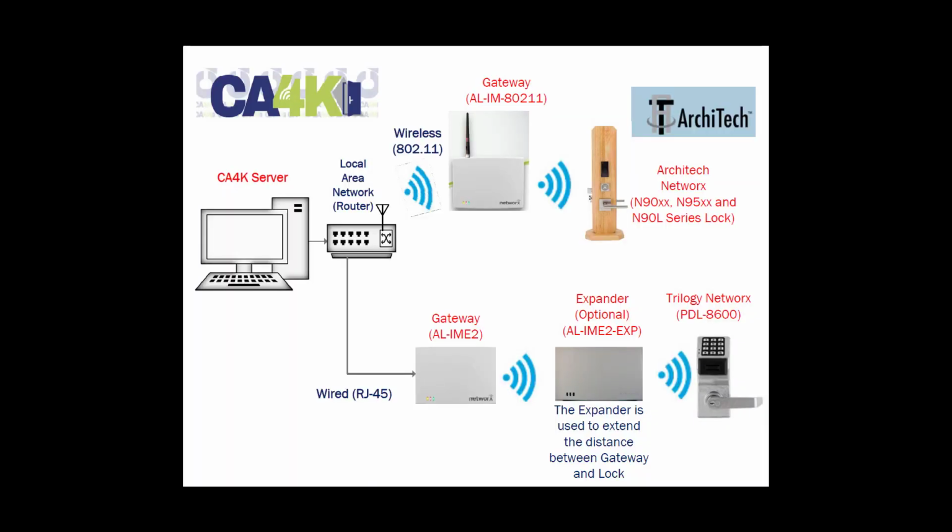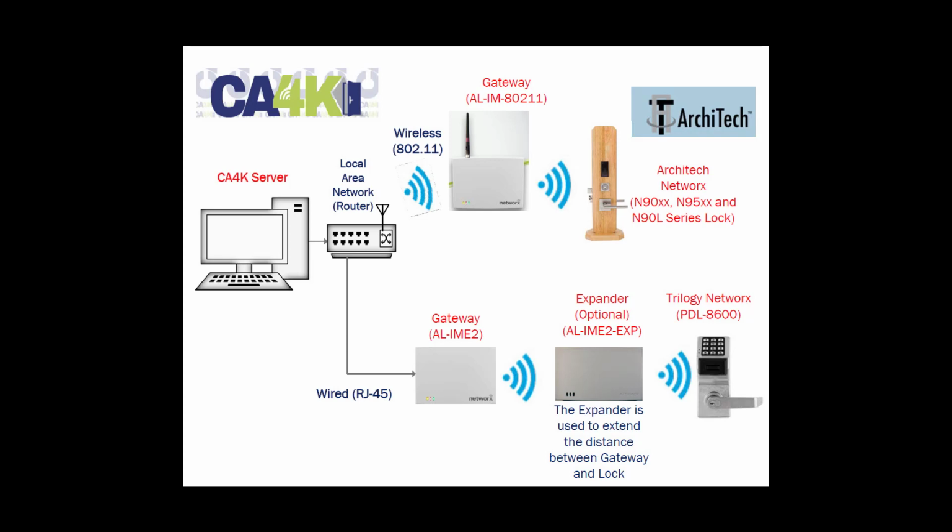As per the wireless locks overview diagram, the CA4K software communicates on a local area network to a router. The router can either communicate to a gateway via a network cable or 802.11, also known as wireless. The gateway then communicates directly to a wireless lock or to an optional expander that communicates to a wireless lock.